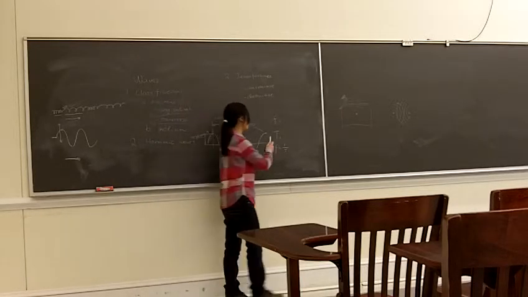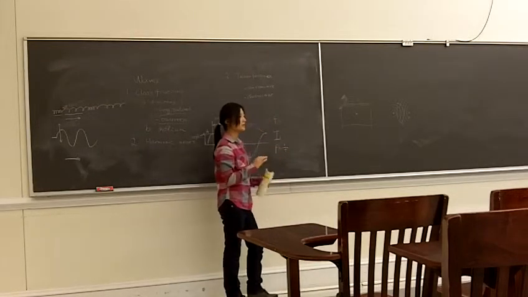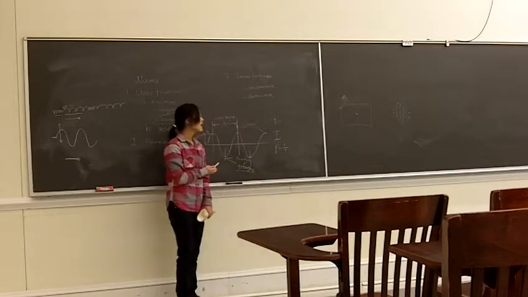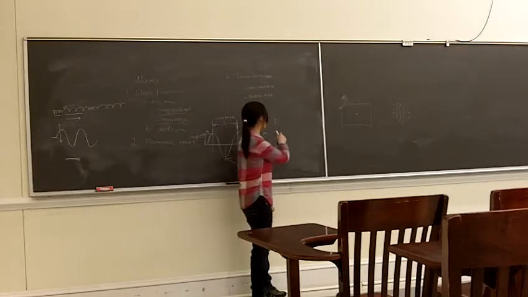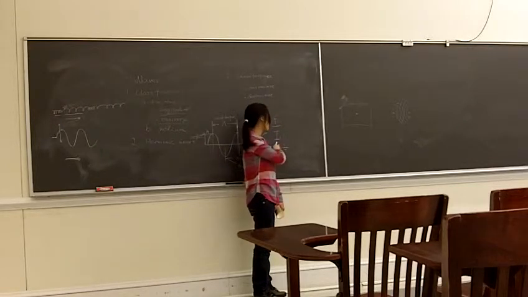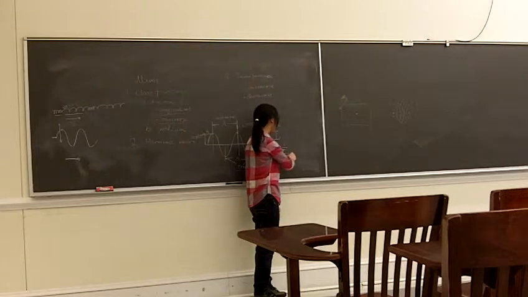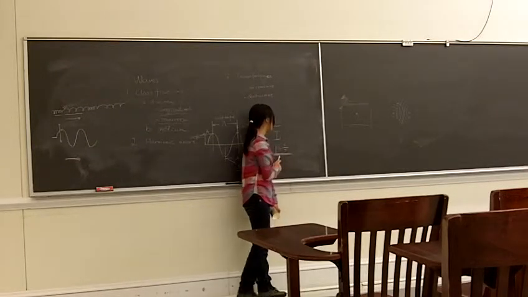The period T is the time of a complete cycle of oscillation of a wave, and the frequency f is the number of periods within a unit time. So it's actually the reciprocal of the period T. That's the relationship between these two concepts.